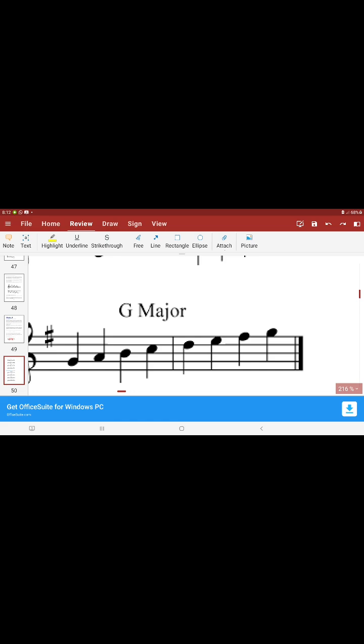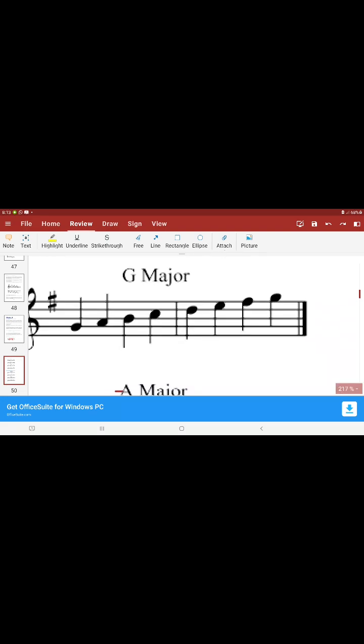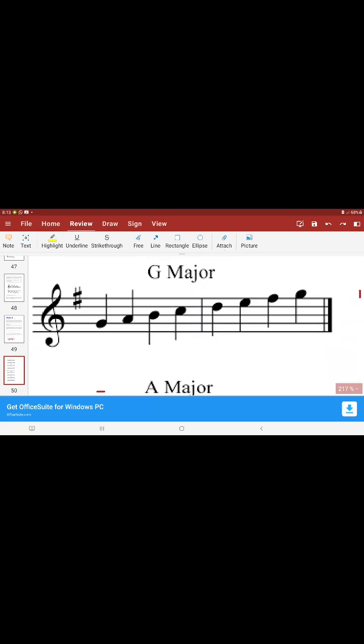Now let me focus on key G. For key G, remember it means that our first note, our tonic, which is our do, we start on that line G. Remember the second line for treble clef is G. So look at it. The first note you can see is G, followed by A, B, C, D, E, F, G.